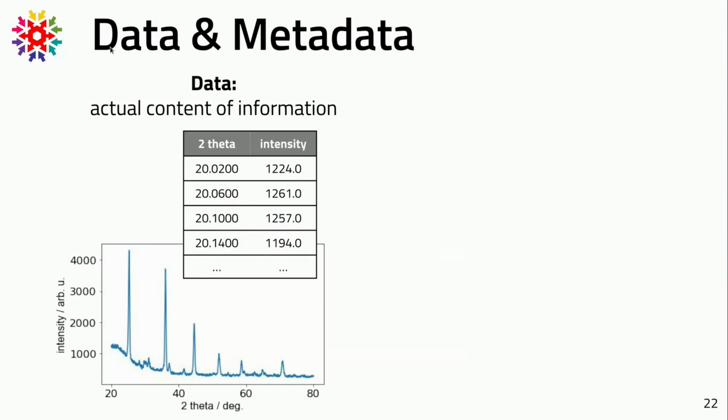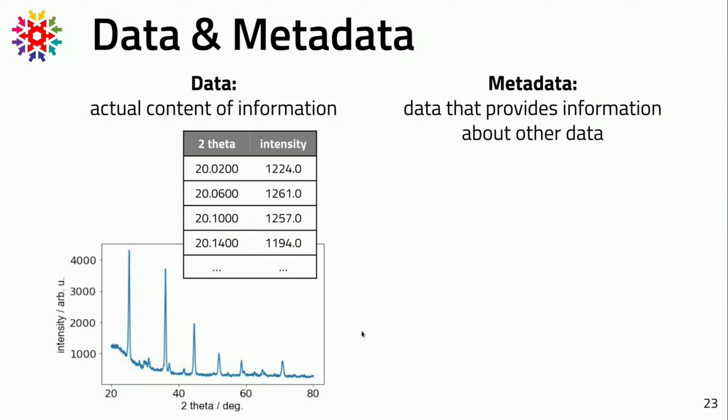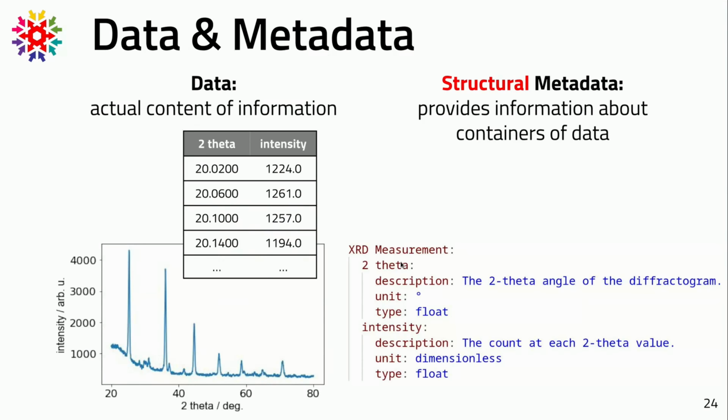Before going on, I will just explain the difference between data and metadata. As you see here, the data are the actual content of information that we extract from an experiment, while the metadata are other kinds of data that provide context about the main ones. There are several kinds of metadata. One of them is the structural metadata. As you see here, structural metadata can be, for example, the description or the unit or the type that we are attaching to each of these arrays here, to clarify the context and to better explain the nature of this source of data.